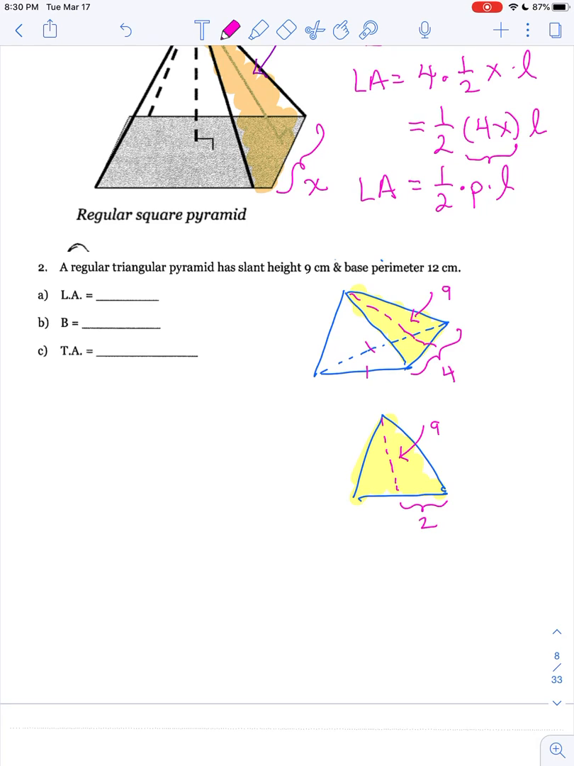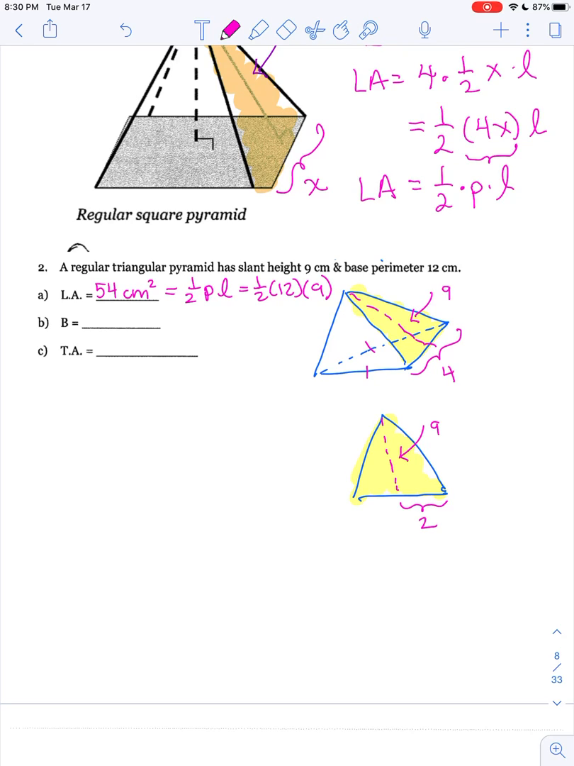And so what I now have to figure out is, if they're asking me to find the lateral area, I would have to know for the lateral area what the perimeter is and what the slant height is, which I have. So the perimeter was given to me as 12, and the slant height is 9. And so if I multiply those together, I should get 54 units of measure, centimeters squared.